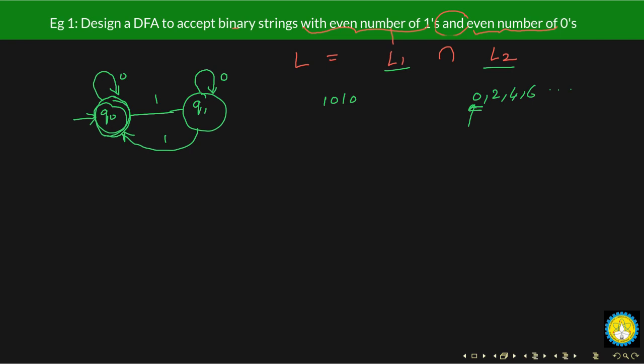So that's going to be like this, Q0. The only thing is that you're going to switch zeros and ones. So Q0 is going to be a final state. Until you're getting a 1, you're going to stay here. If you're getting a 0, you're going to make a move. And if you're getting a 1, you're going to stay here. And then if you're getting a 0, you're going to come back here. So these are the two DFAs. This is for L1 and this is for L2.